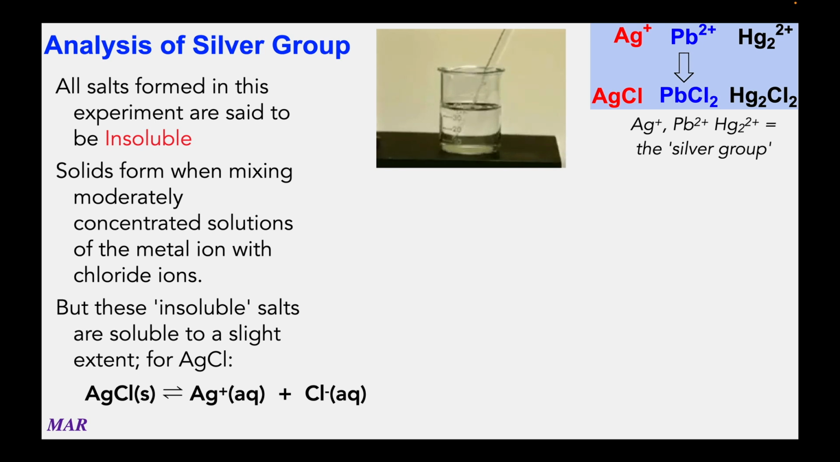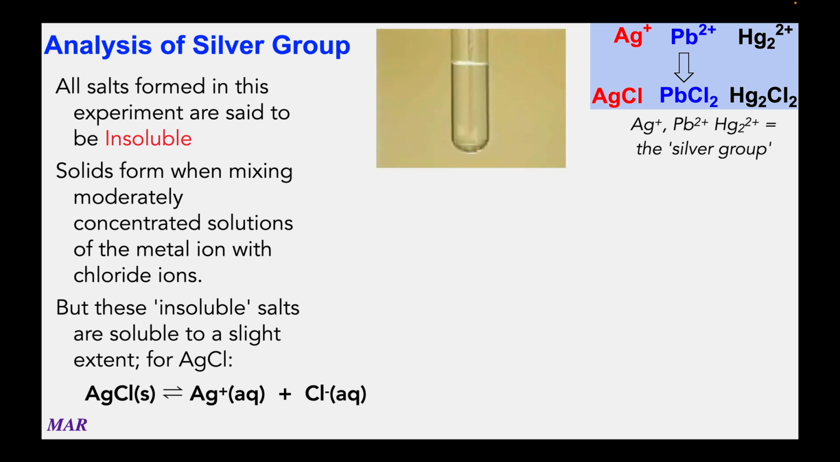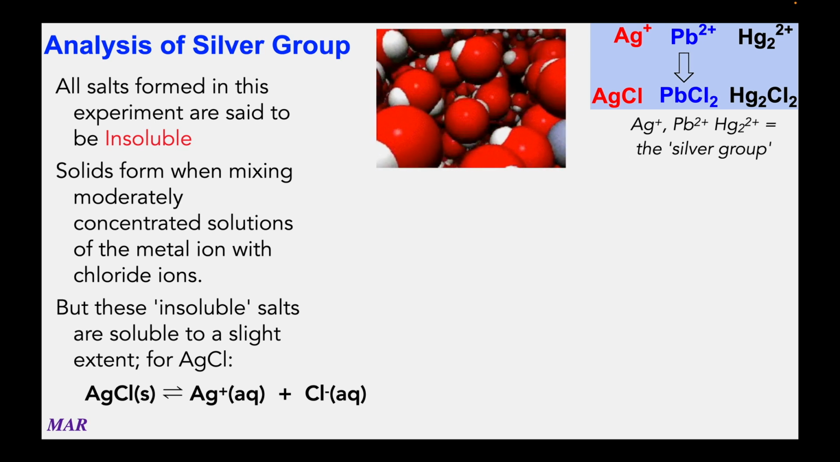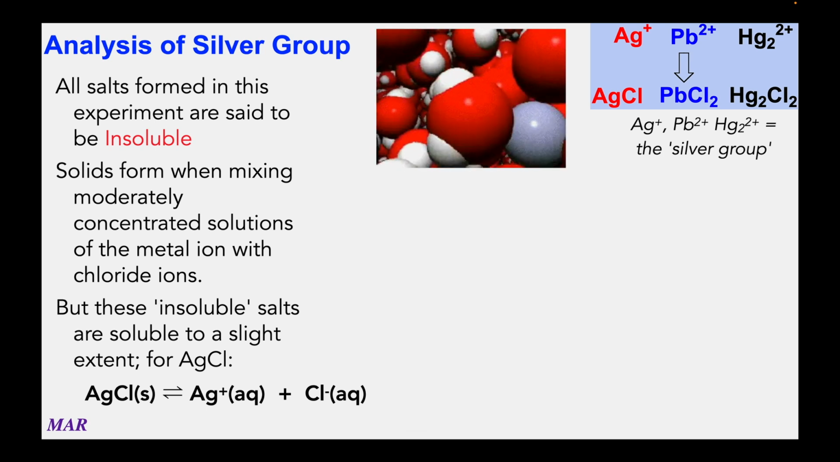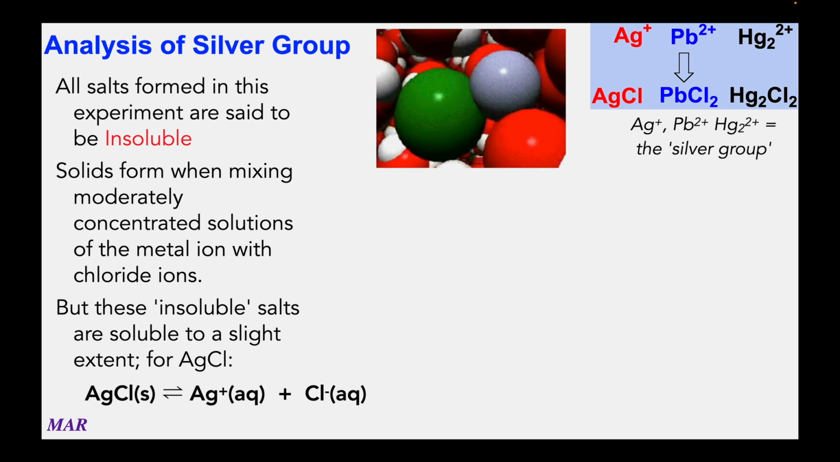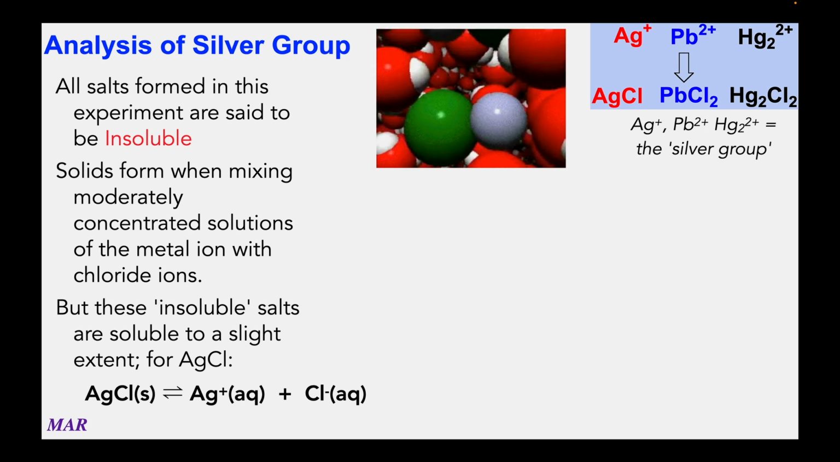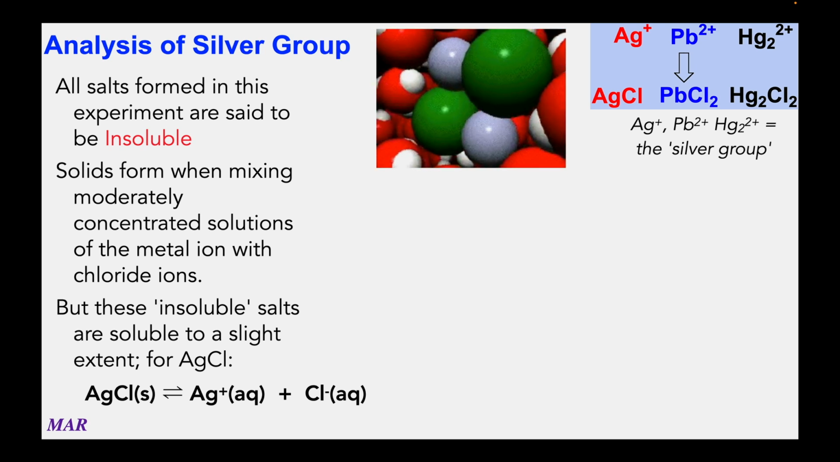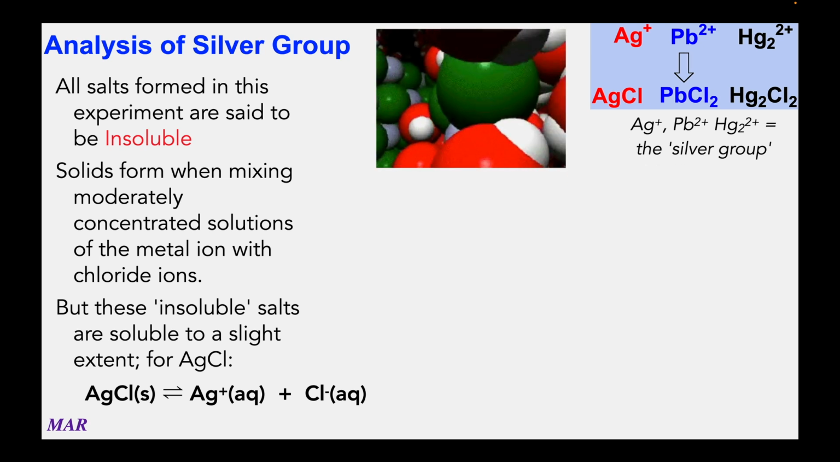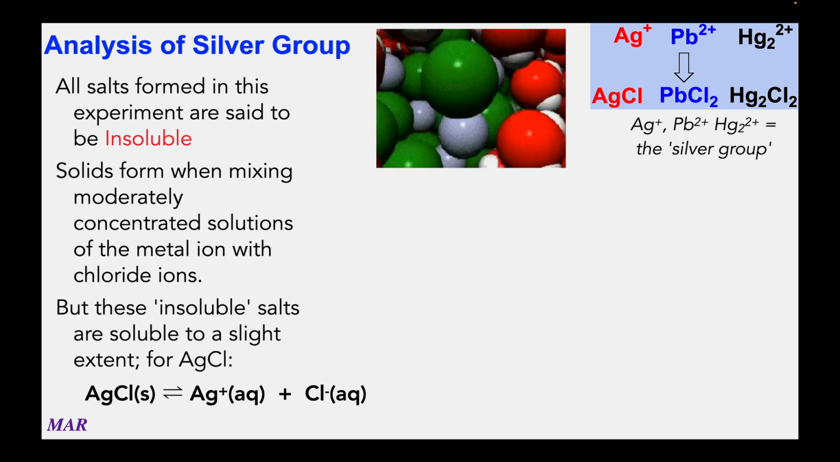When moderately concentrated solutions containing silver ions and chloride ions are mixed, the resulting solution is supersaturated with silver chloride. A precipitation reaction occurs until the system reaches equilibrium. In this model, the red and white molecules are water. Chloride and silver ions, gray and green respectively, are in solution. When they encounter each other, they bond and bind with other silver chloride molecules that have precipitated from solution to form the solid.